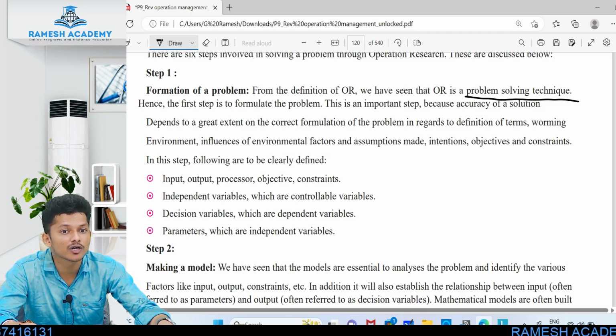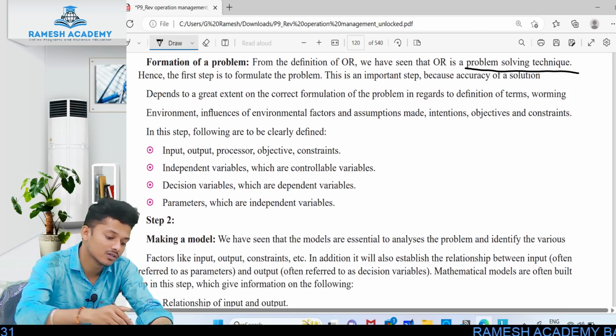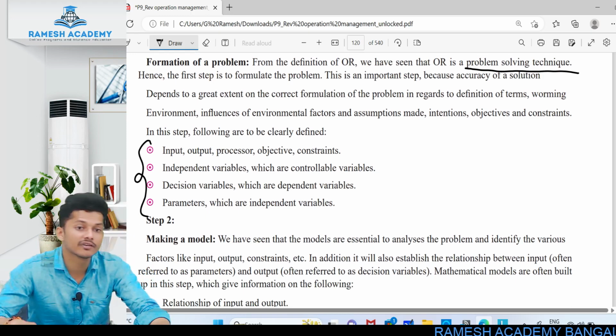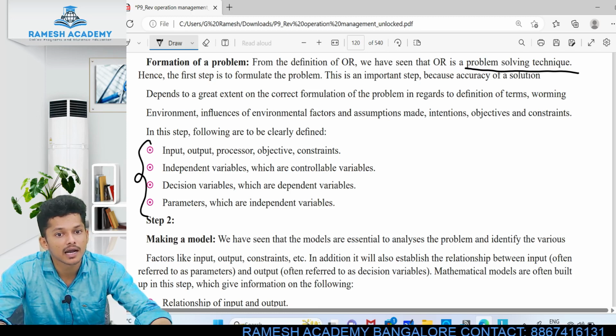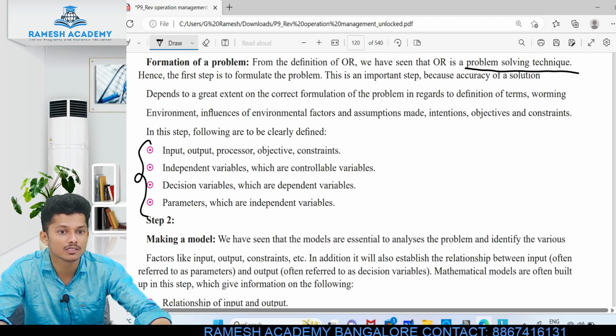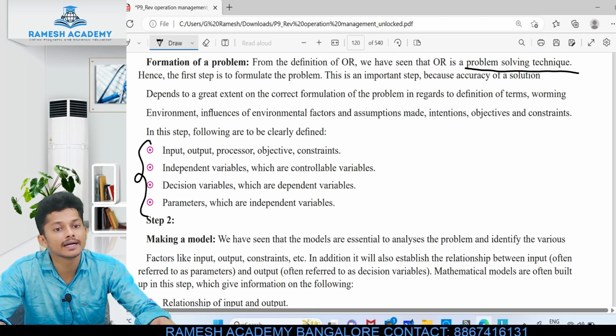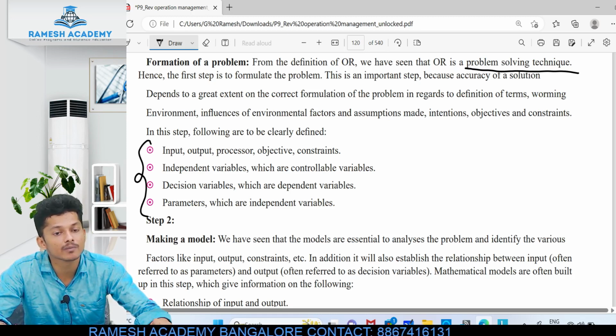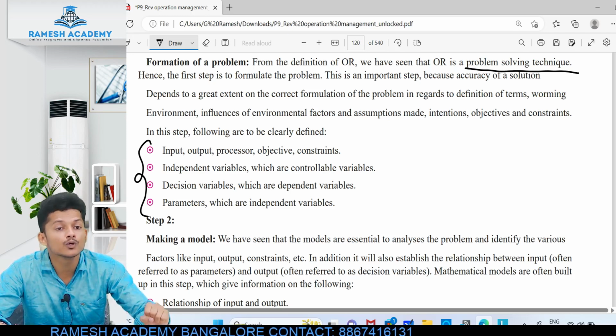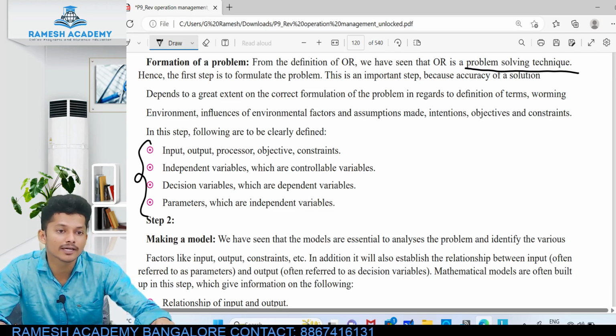In this step, the following are to be clearly defined. See, what should be clearly defined? Input, output, processor, objective, constraints. Next one, independent variables which are controllable variables, then decision variables which are dependent variables, and parameters which are independent variables. So here one is independent, one is dependent and another are independent variables. These are factors put together to make or formulate a problem.